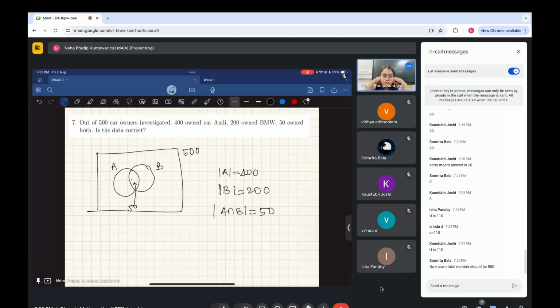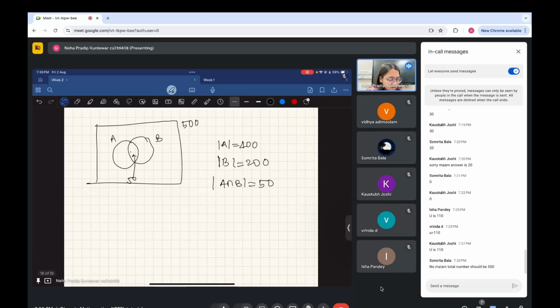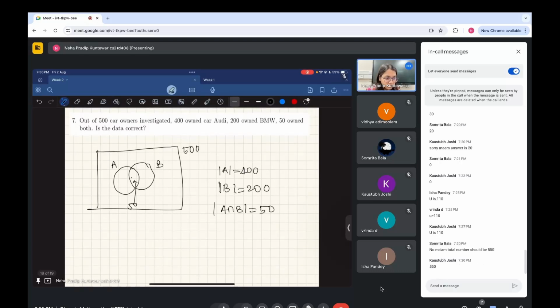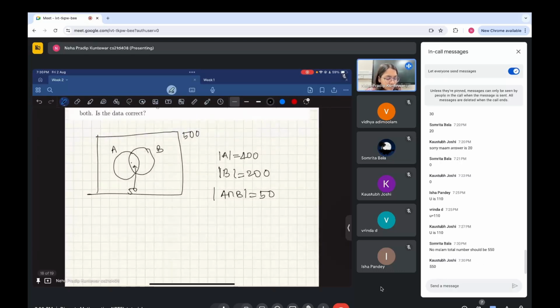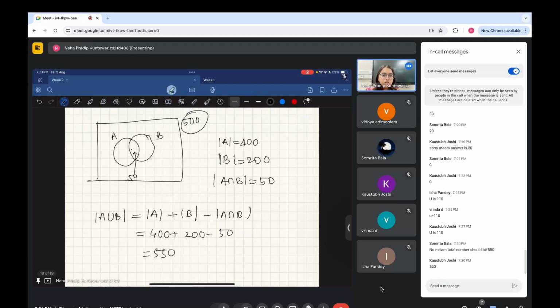Okay, good. So I think you have got the correct idea. So let's understand the solution. So what you know is that the total number of people that are there in the universe is 500, and we will apply this formula that we saw earlier. You know that the cardinality of set A union B is cardinality of A plus cardinality B minus cardinality of intersection. So just plugging in the values, what you get is that the number of people who own either Audi or BMW is 550.